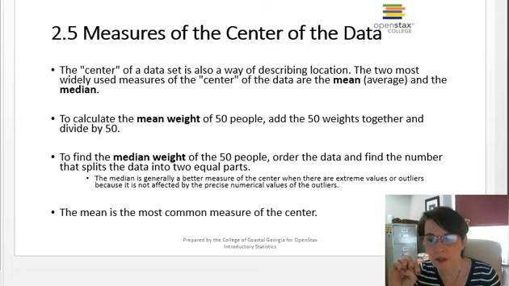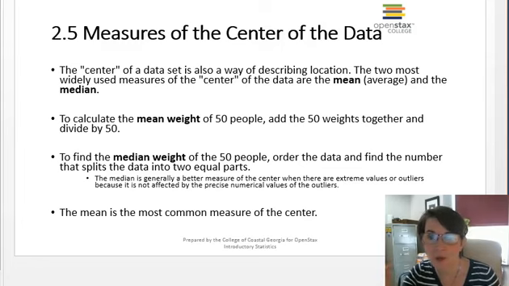The mean is the one that is used most often. Whether they use it appropriately or not, it remains to be seen, but the mean just means the average. And so we do use that term a lot. We also use mode, which we're going to talk about in just a little bit. So when you are calculating the mean weight, that just means the average weight. 50 people, you add the weights together and you divide by 50, right?